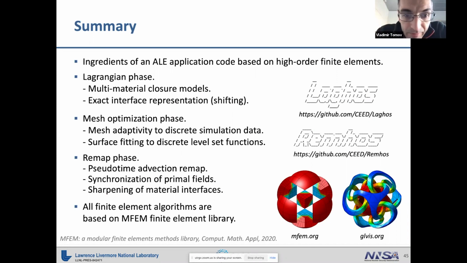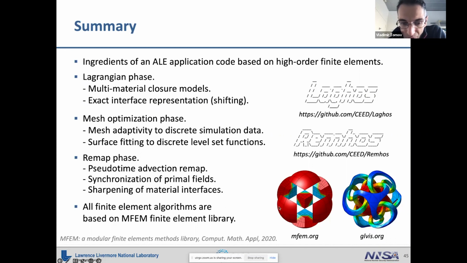All right, sorry. So I went over the different phases of ALE with some algorithms or causal models, interfaces for the Lagrangian phase, adaptivity to discrete data, surface fitting for mesh optimization, and the remap. I talked about the advection, synchronization issues, sharpening. Again, we work with MFEM. It's our general finite element library.